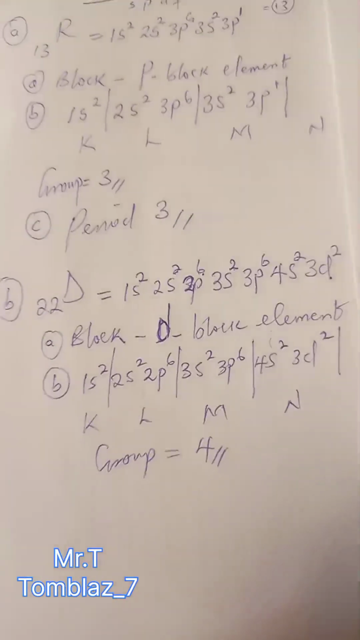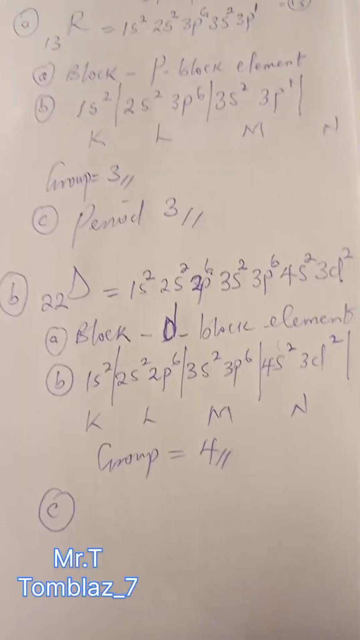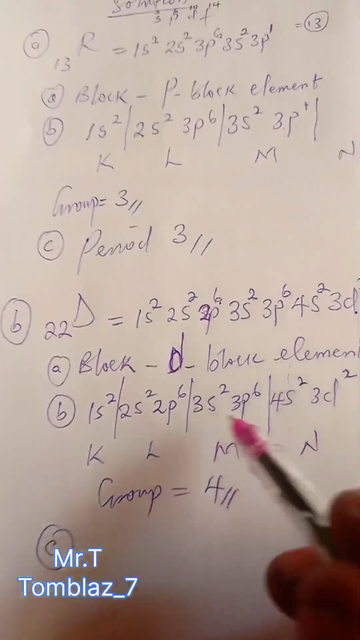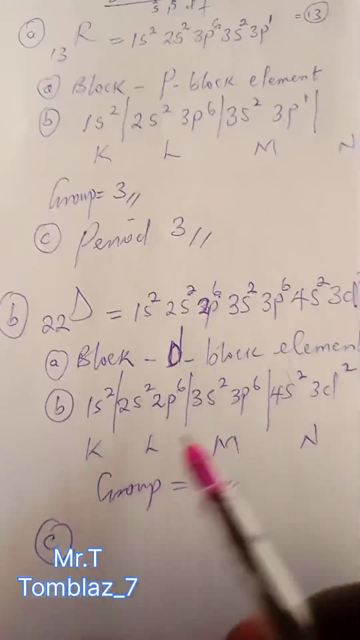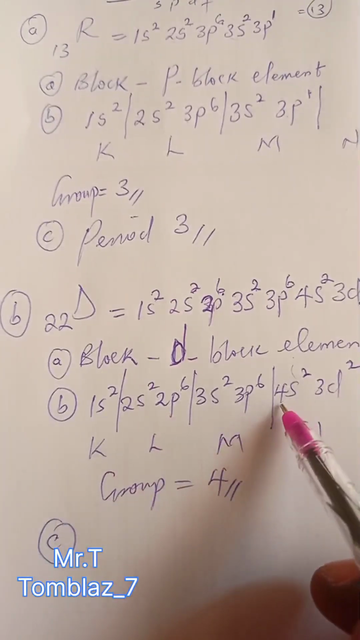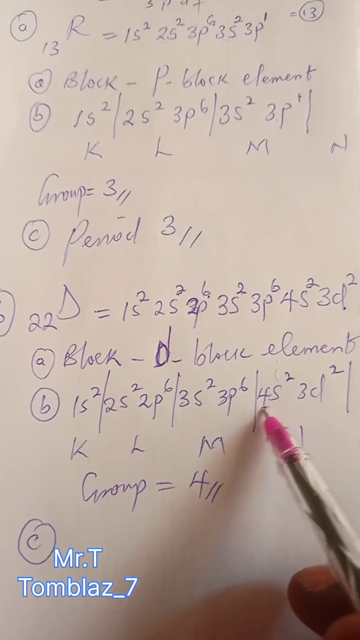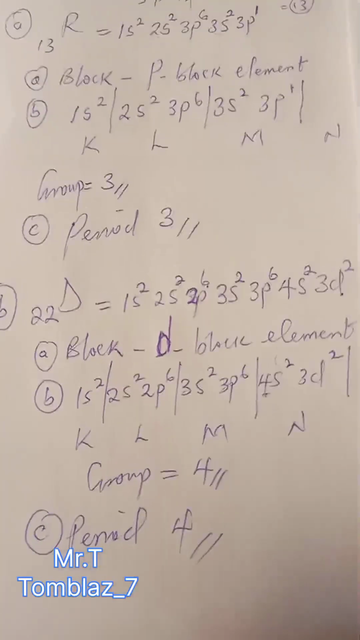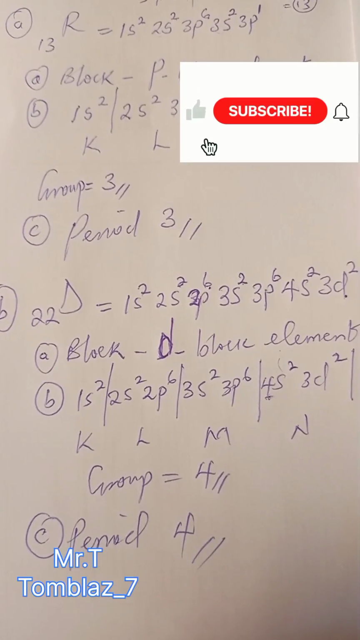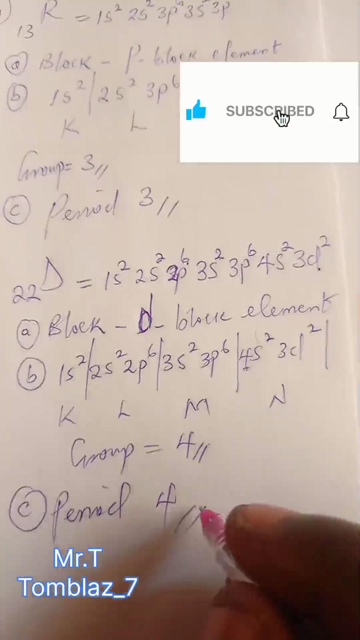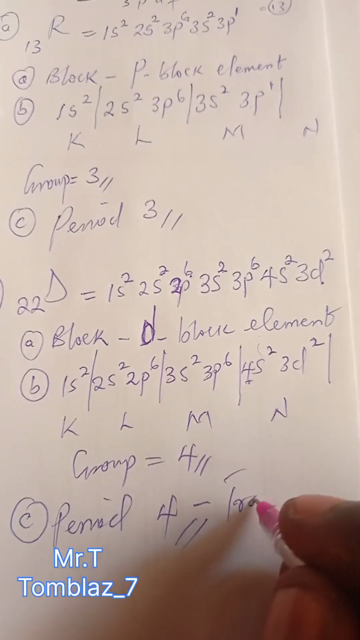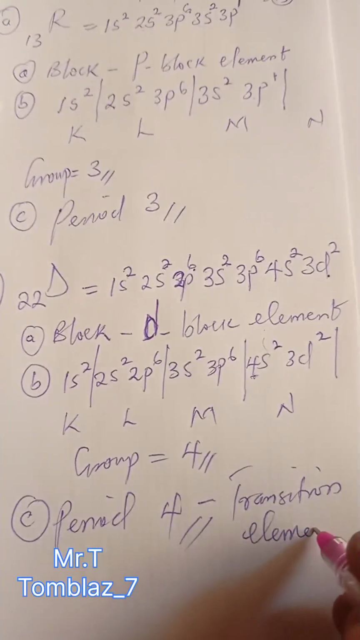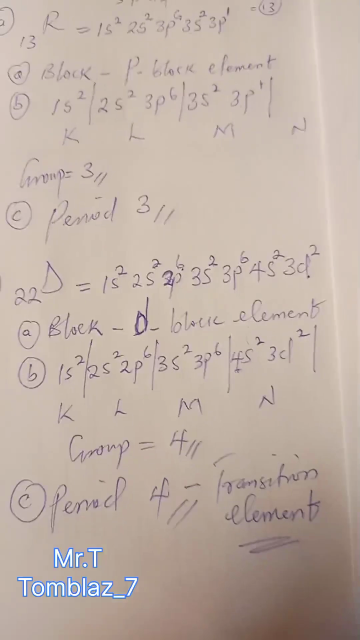Now the last but not the least, which is option C, we are looking for the period. So how do we know the period? The period is still checking for the highest energy level here. The highest energy level in this electronic configuration is 4, right? So we are in what? Period 4. So it's a period 4 element. And we know that period 4 elements are called transition elements, right? So it's a transition element.